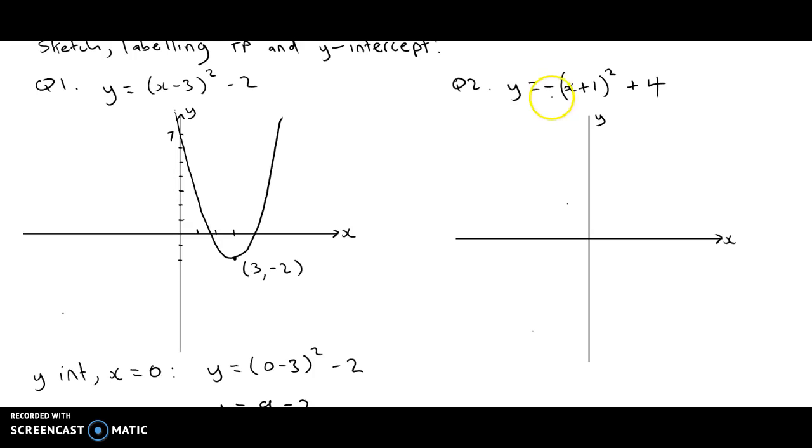y equals minus (x plus 1) all squared plus 4. Now straight away this negative here tells us that this is a reflection and so it's going to have a maximum turning point. But let's apply these other transformations first. The x plus 1 slides it left 1 unit. The plus 4 slides it up 4 units. So we know we've got our turning point there at negative 1, 4.